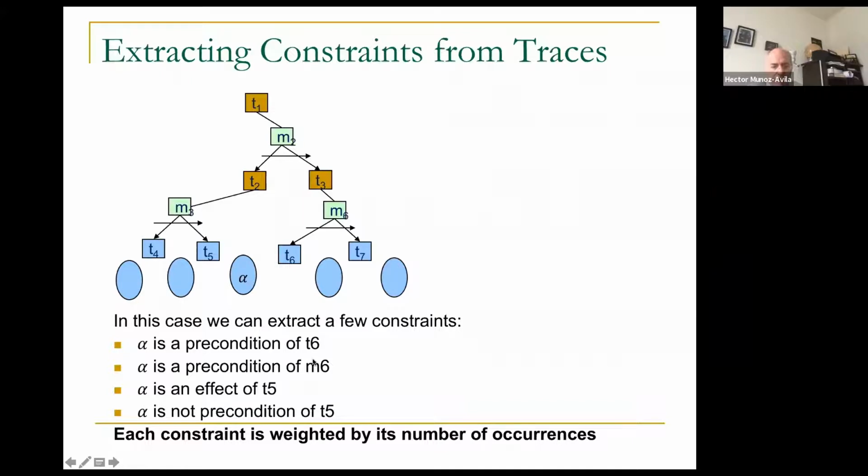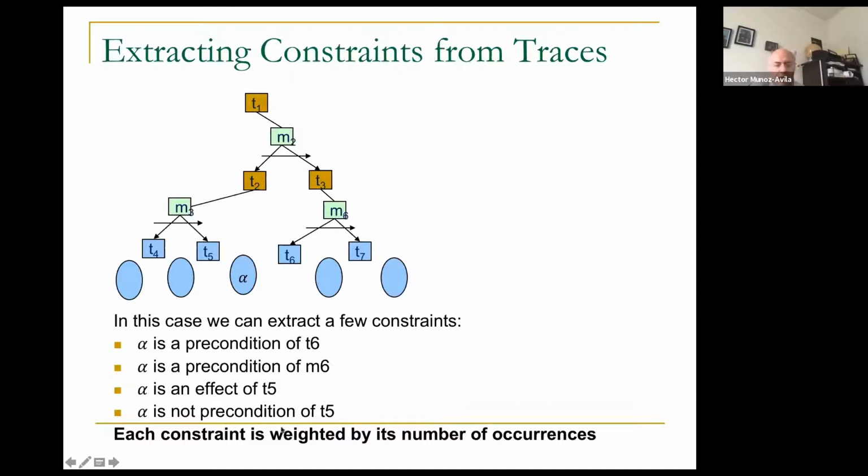Alpha is a precondition for M6. You see, this is the method M6. If the method was applied, it was applied in this state. This was one of the conditions in the state. So we're going to assume as a precondition that alpha is a precondition of M6. Alpha occurs after T5, so we're going to add an effect indicating alpha is an effect of T5, and so forth.